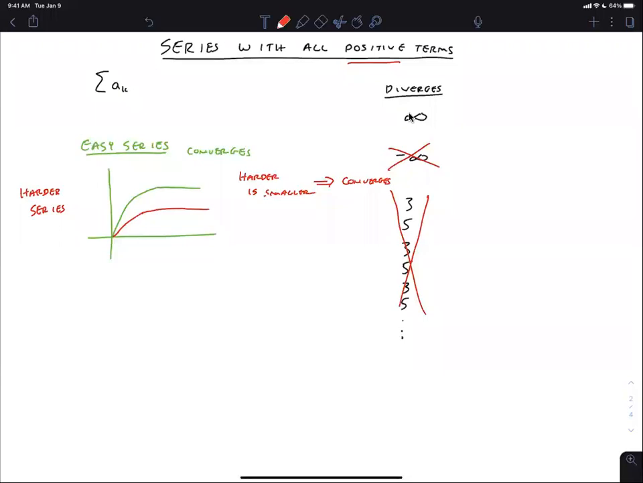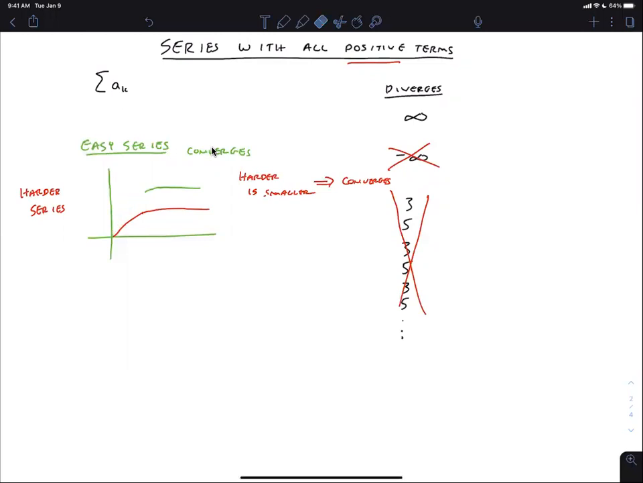What if the harder series is bigger? Like, what if it's always up here? Could it diverge then? Sure, it could go to infinity and be bigger than that. Does it have to diverge if it's bigger than that? What do you guys think? No, because it could level off somewhere else. So if the harder one's bigger than this easy one and the easy one converges, that's not helpful. Maybe that's the case, but it's not helpful. Does that make sense?